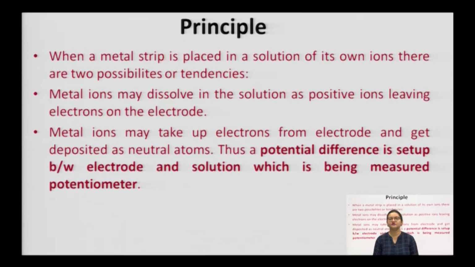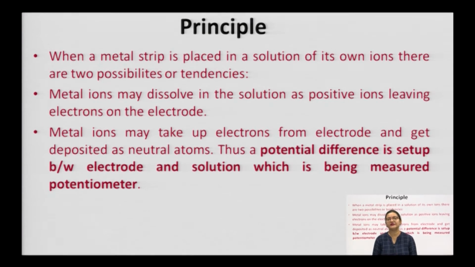The principle which mainly lies behind potentiometry is that when a metal strip is dipped into the solution of its own ion, there are 2 possibilities or tendencies. When a metal strip, meaning an electrode, a neutral electrode, is dipped in a solution of its own metal ions, there are 2 tendencies which we all very well know. Either there will be a formation of cations or there will be a formation of anions.